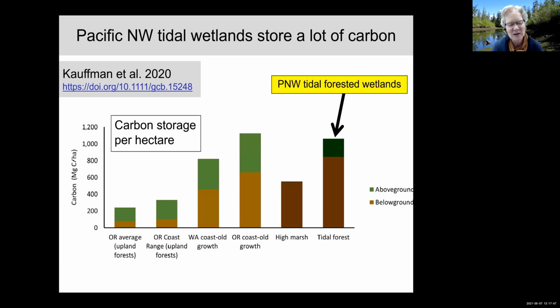How do these tidal forests compare to other forest environments in the Northwest? You can see that they're as high as coastal old growth and higher than sort of averages for coast range forests and upland forests.